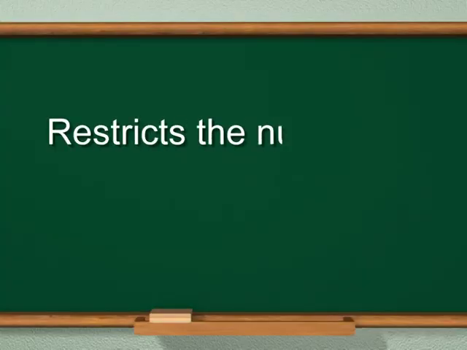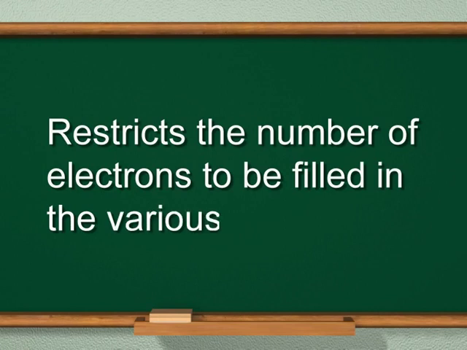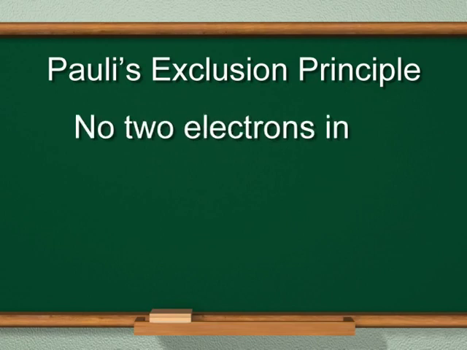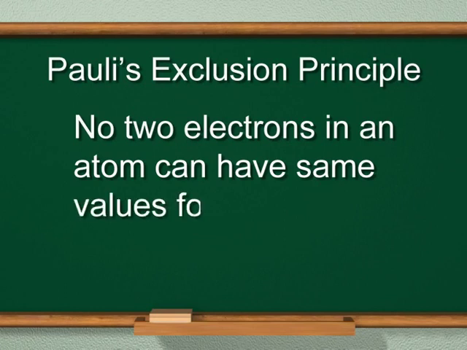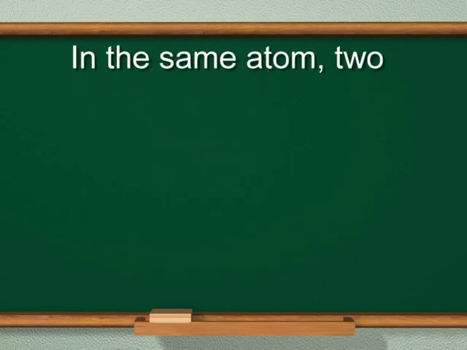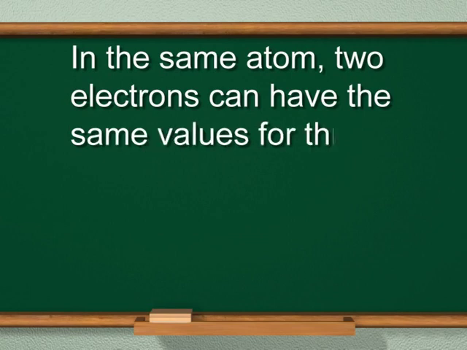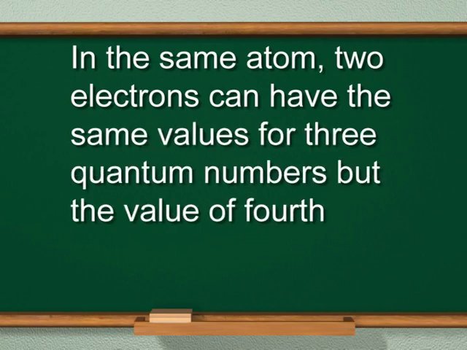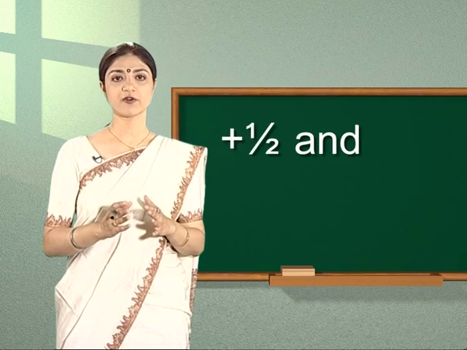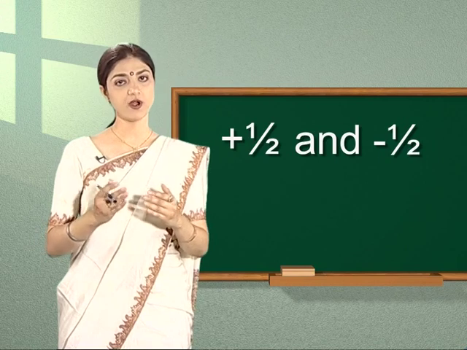This rule restricts the number of electrons to be filled in the various orbitals. Pauli's exclusion principle states that no two electrons in an atom can have the same values for all the four quantum numbers. In this way, we can say that in the same atom, two electrons can have the same values for three quantum numbers, but the value of the fourth quantum number must be different. If n, l and m have equal values for two electrons, then the value of s will be different in them. It will be plus half for one electron and minus half for another electron.